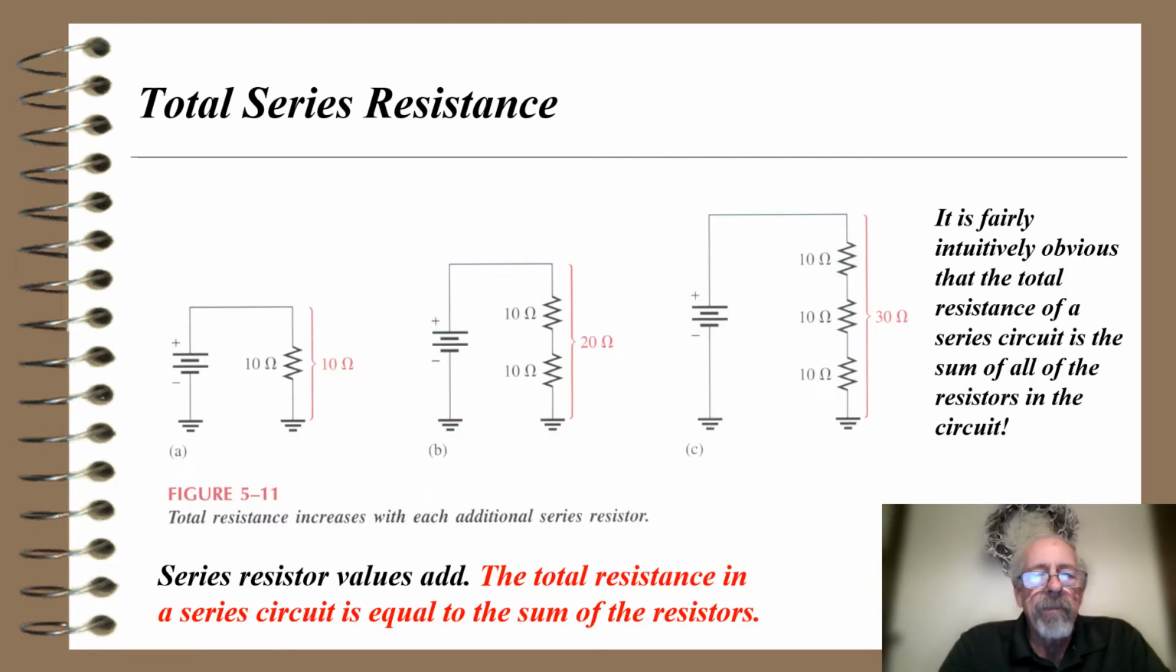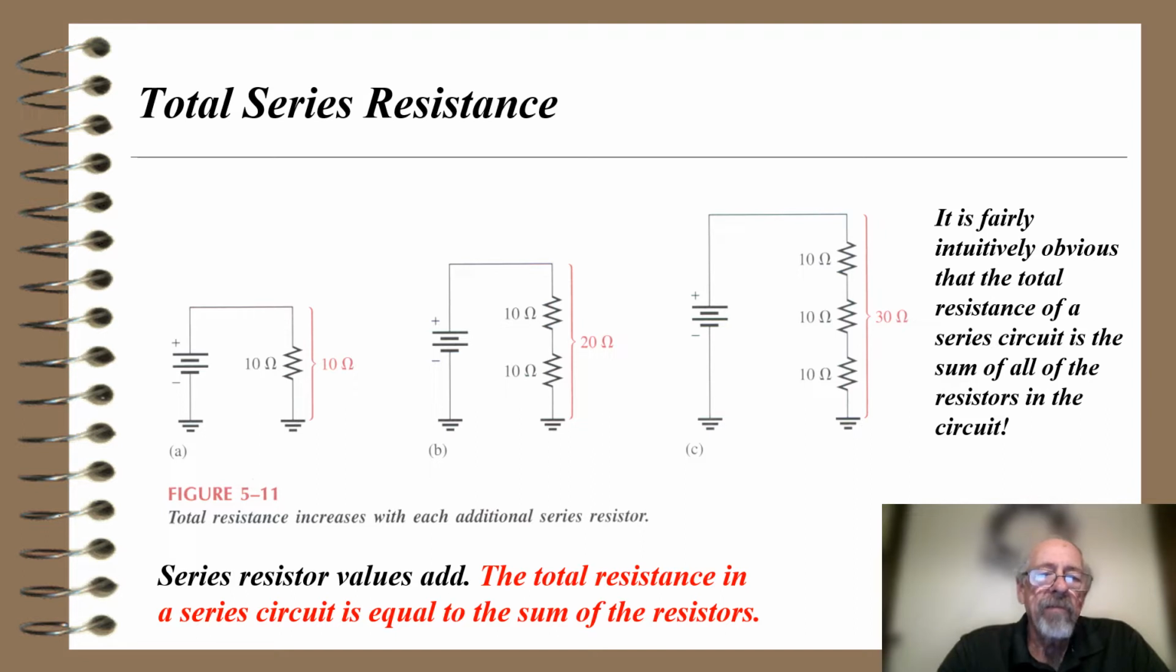So the concept of total series resistance is quite important in a series circuit. Let's take a look at figure 5.11 here. The total resistance increases with each additional series resistor. So it's fairly intuitively obvious that the total resistance of a series circuit is the sum of all the resistors in the circuit. By the way, when Ohm did his experiments years ago, he had pieces of wire. He would note the amount of current that flowed with a certain battery for, say, 10 feet of wire, and then he would increase that from 10 feet to 20 feet of wire and discover the current would go down by a factor of 2, or be 1/2.